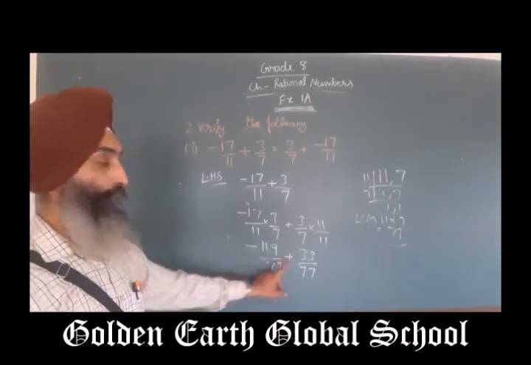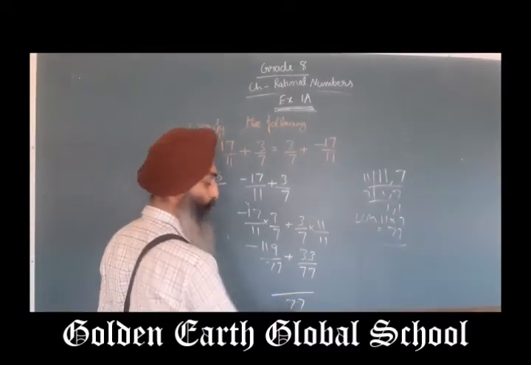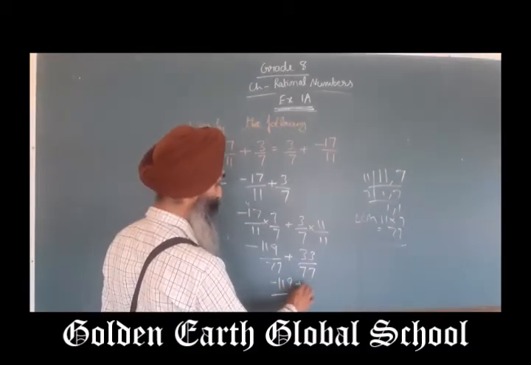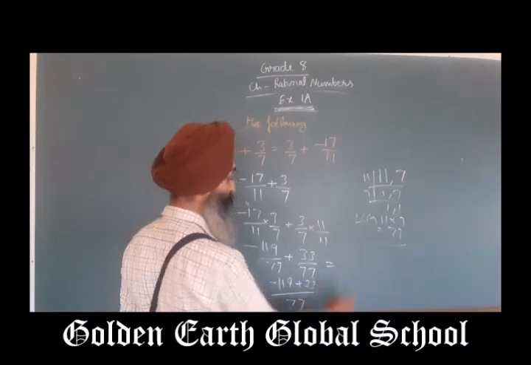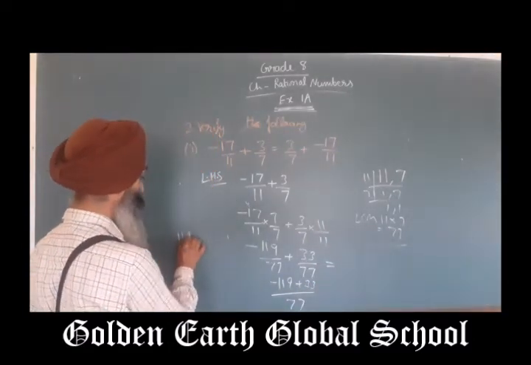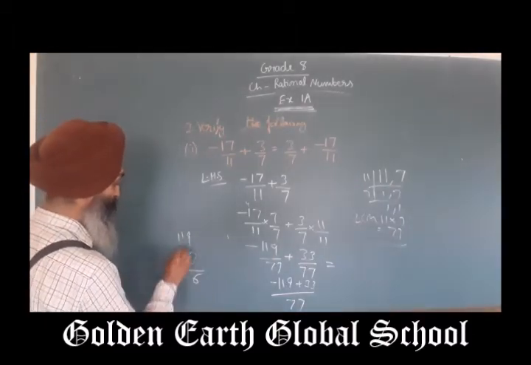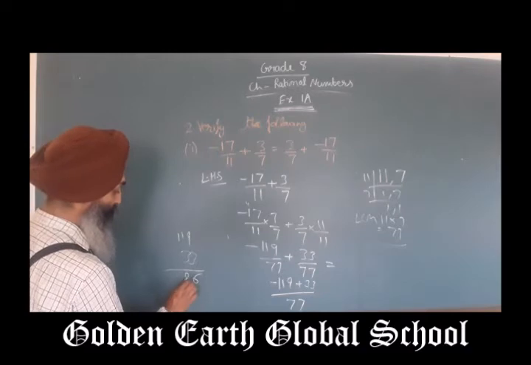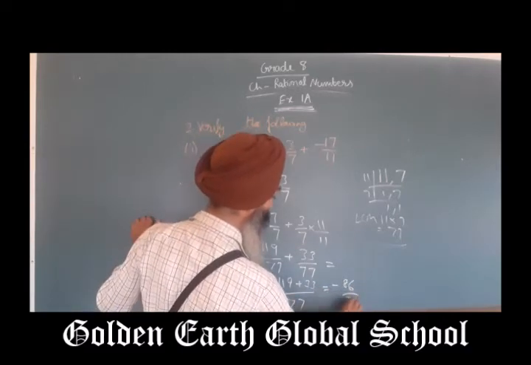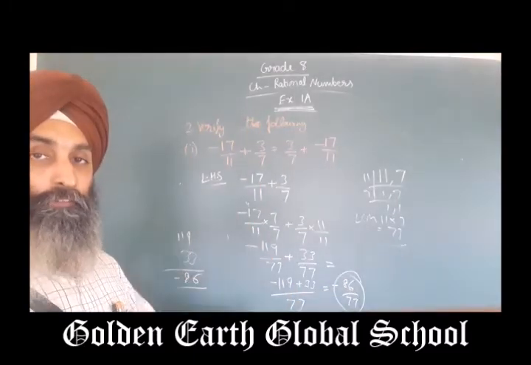So one is negative, one is positive. Now the denominator is the same, and you will get minus 119 plus 33. Just do the subtraction because one is negative and the other is positive. So 119 minus 33 is 86. So the answer is minus 86 upon 77. Here is the answer of your left hand side.